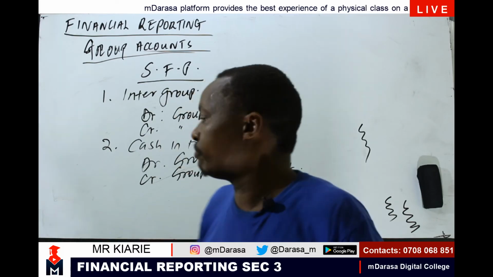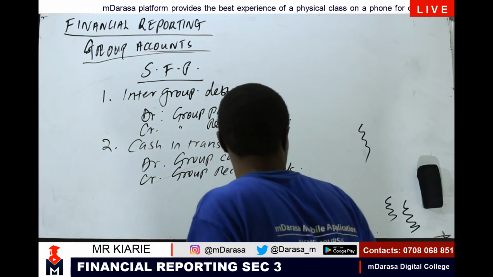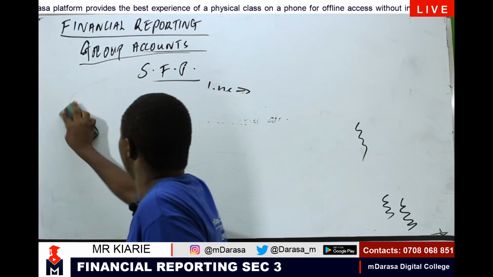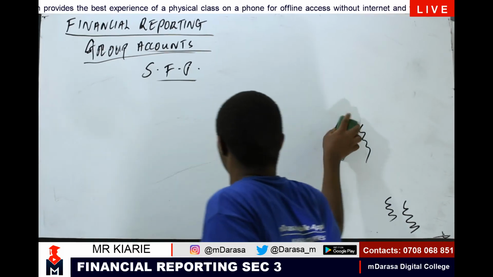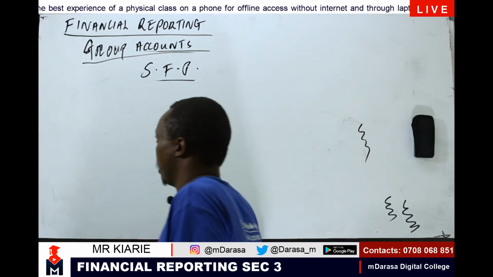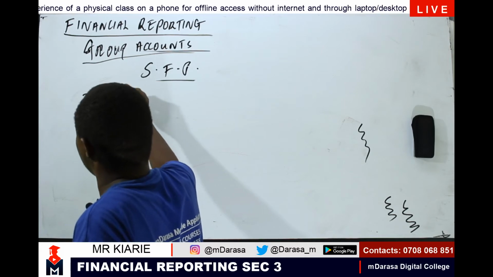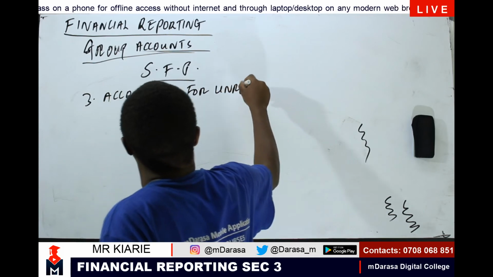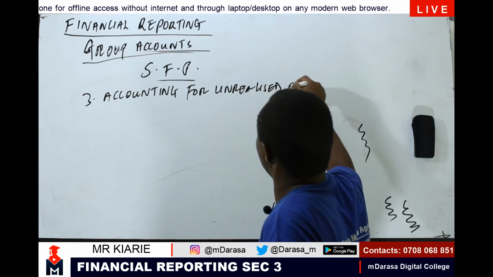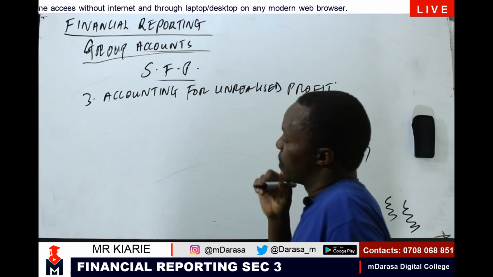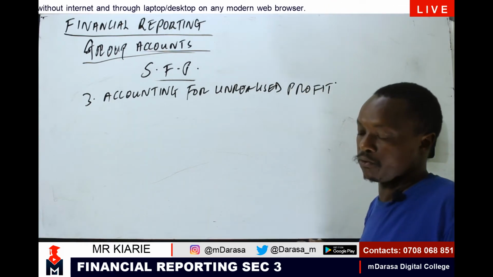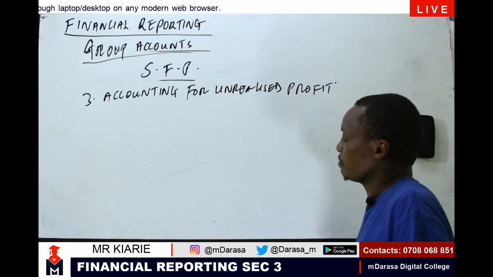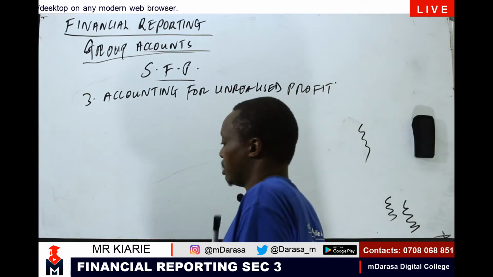Okay. We move on to the third adjustment, which is a very crucial adjustment. Adjustment number 3 is known as accounting for unrealized profits. Accounting for unrealized profit is our adjustment number 3.